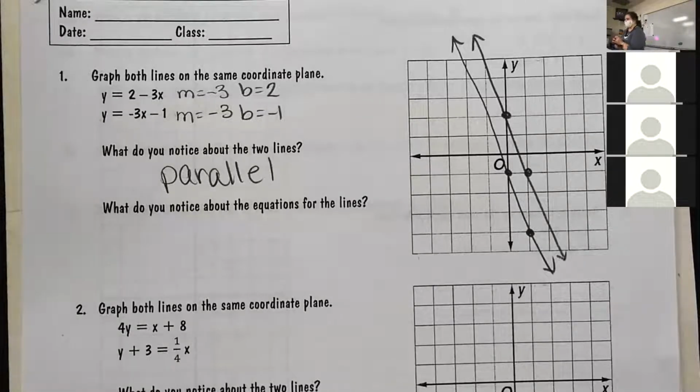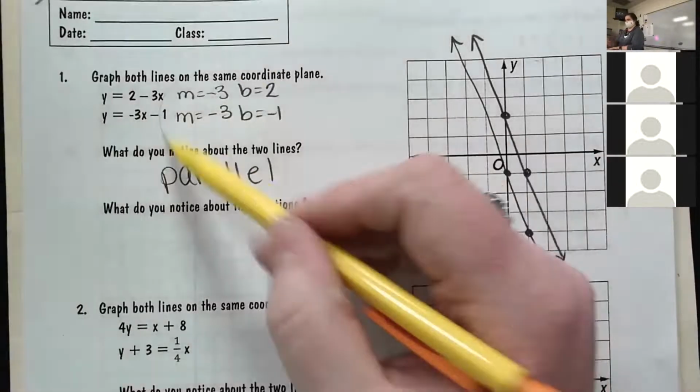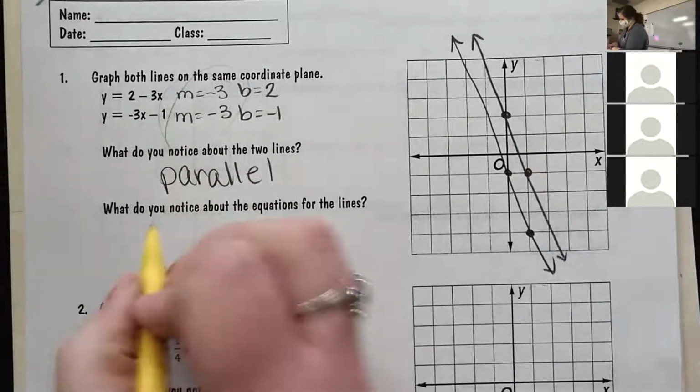And it says, what do you notice about the equations? What do you notice here? They have the same m.